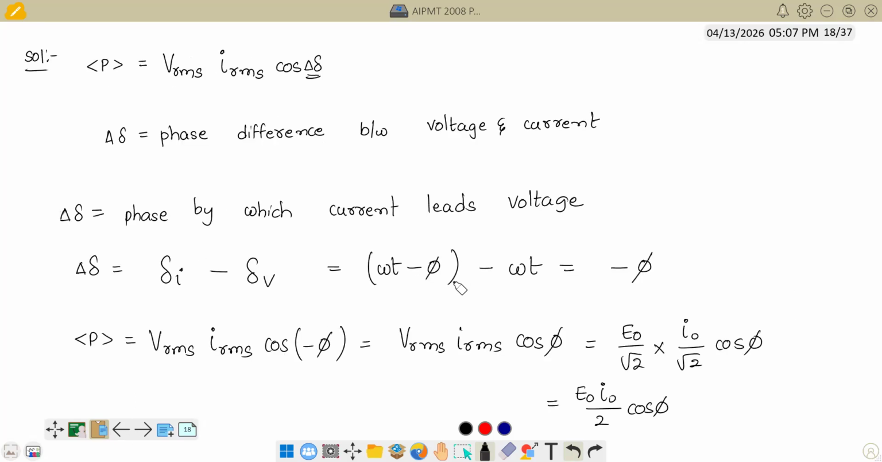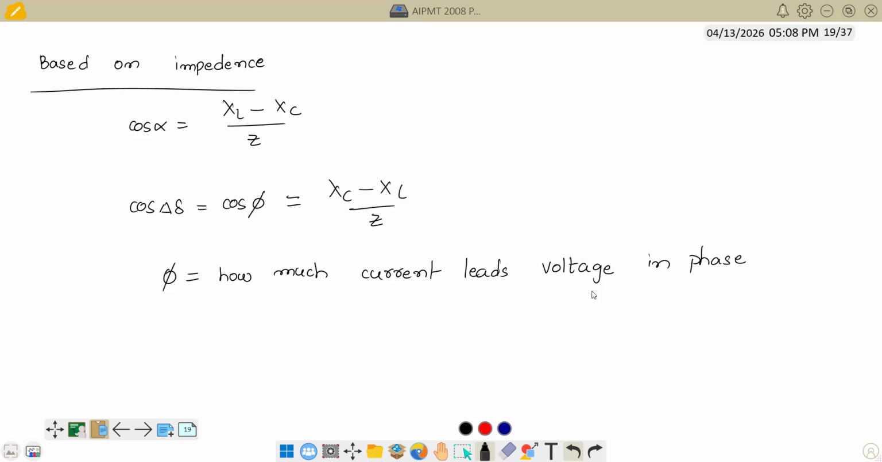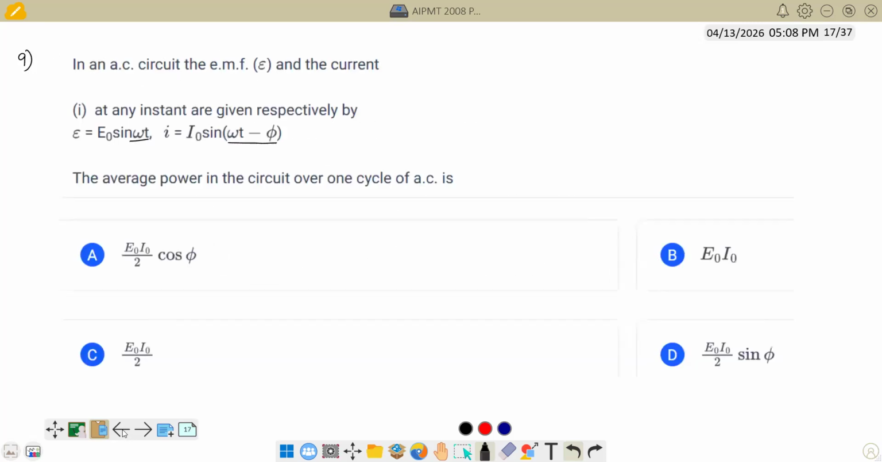Remember, don't be confused with the phi given in the question and the phi that we actually use in NCERT. This is XC minus XL by Z. This phi that is given in NCERT is how much current leads voltage in phase. That's it. So this is a very important formula. Once you get this formula, if you get phi as 90 degree, we can tell that current leads the voltage by 90 degree in phase. I hope this entire thing is clear to you. So we'll get the answer as option A.